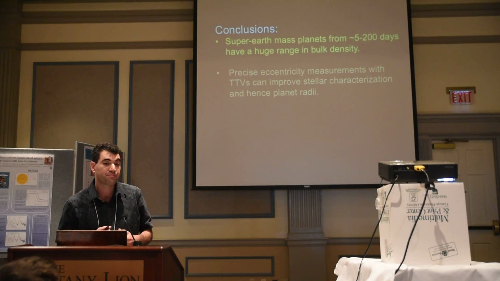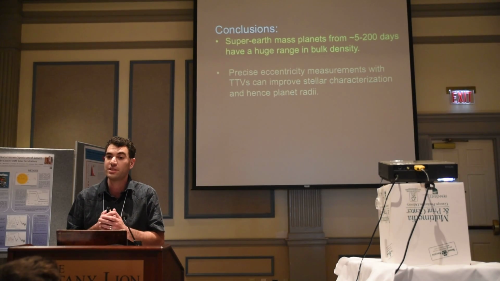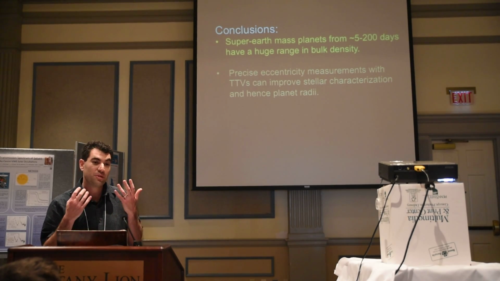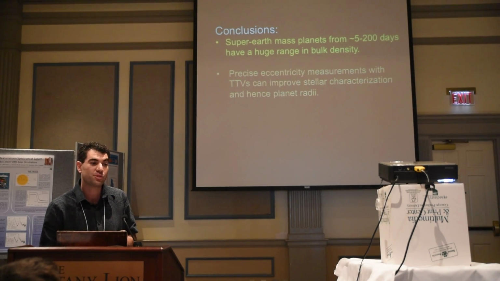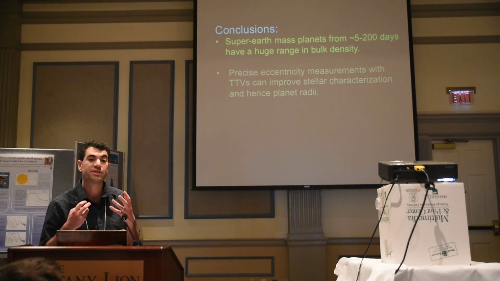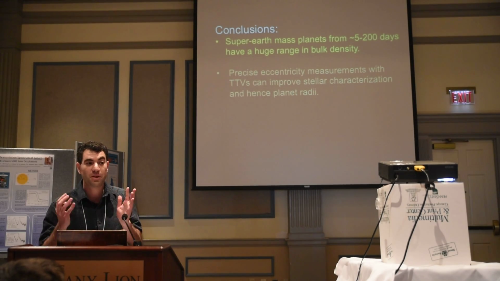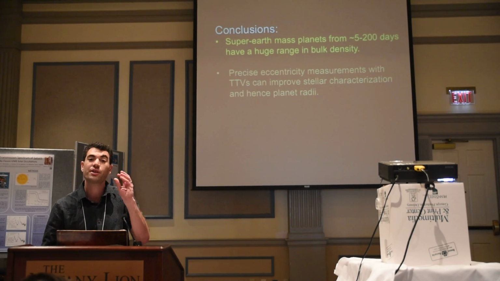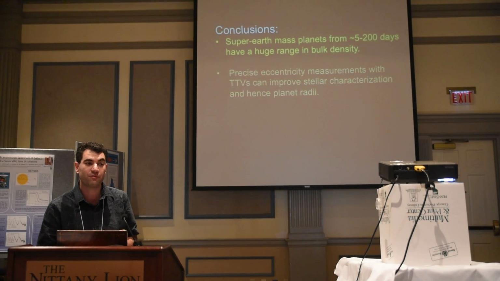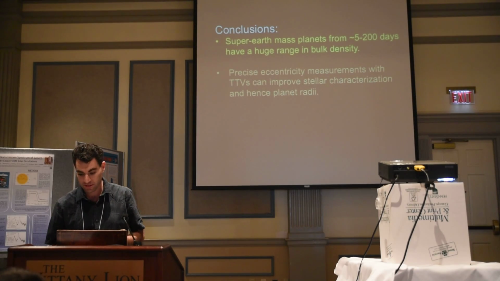So there I'll conclude. Super-Earth mass planets, that range from 5 to 200 days in orbital period, have an enormous range in bulk density. They're super-Earth by mass, but they could be super-Earth in size or up to Saturn in size. And my second conclusion is that with precise eccentricity constraints that we get from TTV analysis, eccentricity constraints that are below 0.1 are awesome in their own right, but they also help us improve stellar parameters and get us better planetary radii and therefore meaningful bulk densities for planets.